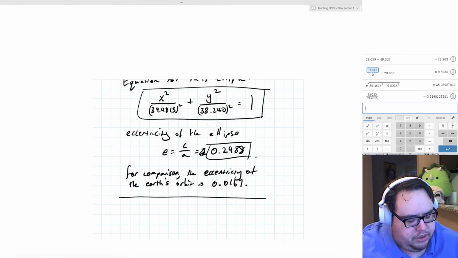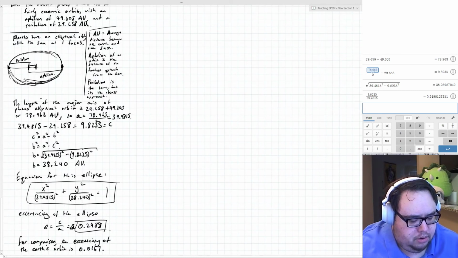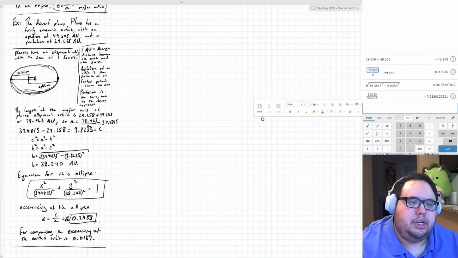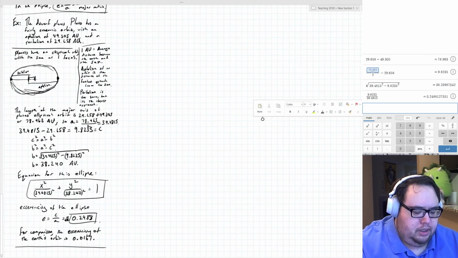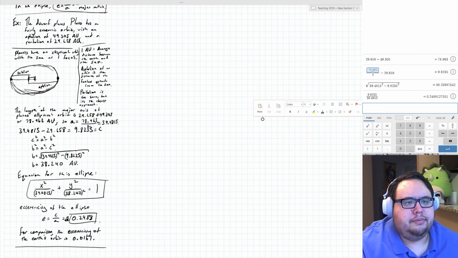So, does anybody have any questions about the orbit of Pluto here, our example? Either finding its eccentricity or finding the equation of the orbit itself, given the information. Okay. In that case.